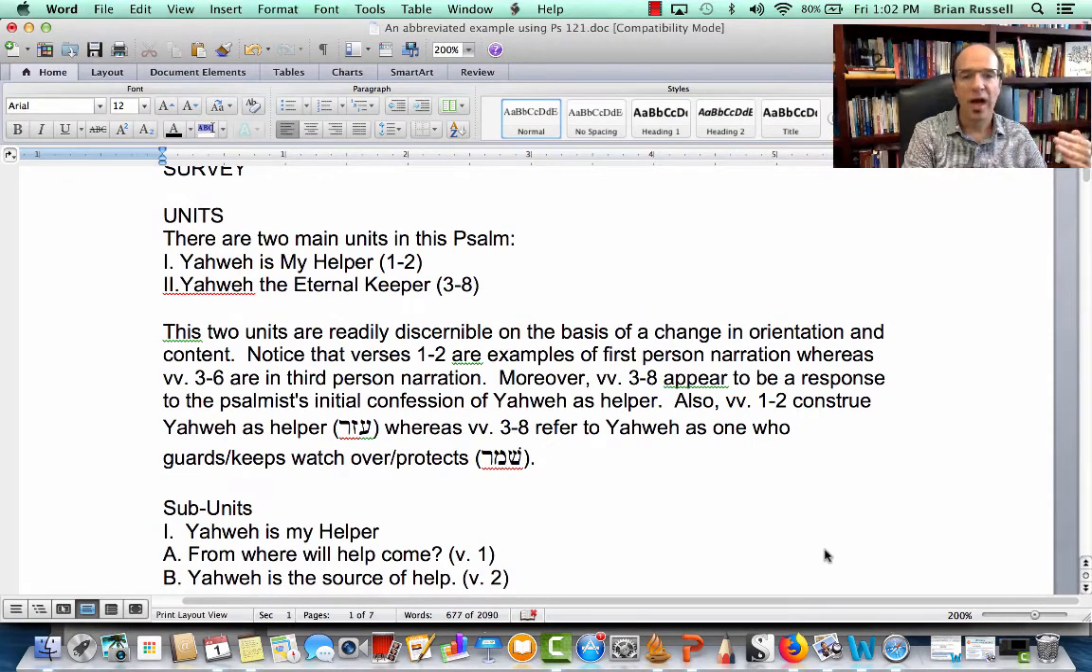Now, we also have, beyond the issue of orientation, the content, because verses 1 and 2 tell us that Yahweh is a helper, whereas verses 3 to 8 talk about Yahweh as the one who guards, keeps watch over, protects. And you might have noticed how many times the word watches, guards, protect shows up in 3 to 8. So those would be reasons to break the psalm into those 2 pieces.